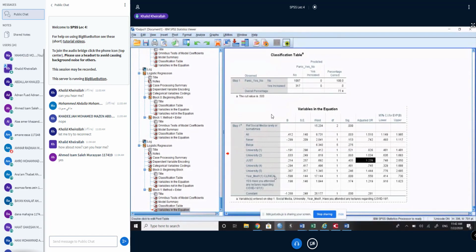Okay. If you are a student in the clinical year, then you have a lower risk of developing panic. You have a lower risk of developing panic. So the risk here was 0.550. And if you attended the lecture, your risk will be 1.2. You have a higher risk of developing panic. However, this was not statistically significant.